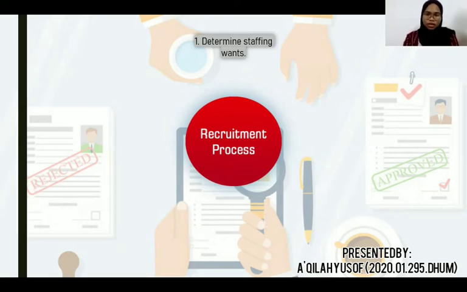Okay, I will present about the recruitment process. Although the definition and process of hiring varies from company to company, there are some basic steps that any employer can take to make hiring smoother and more successful, as follows. First, determine staffing needs. Recruiters work with hiring managers and other HR professionals to work out what positions need to be filled and the skills and qualifications needed for each role.